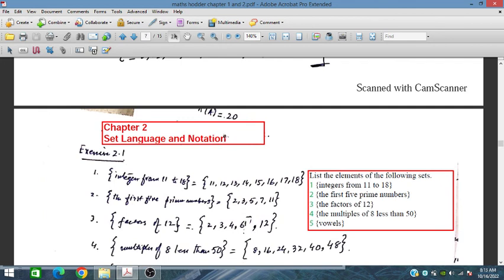So chapter 2 is about Venn diagrams, and we'll discuss it in the next video.